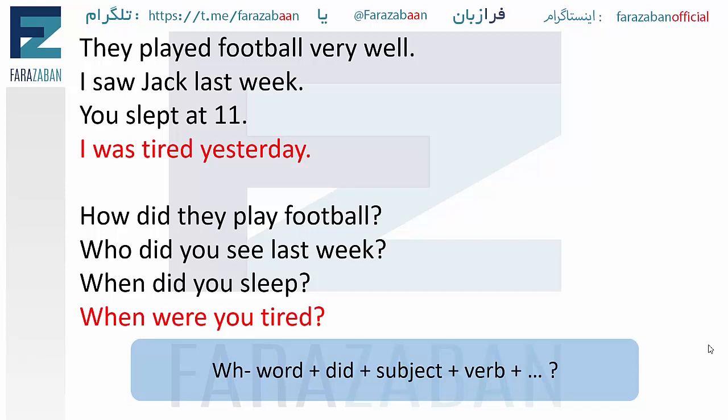Okay? But look at another example. I was tired yesterday. یه مثال دیگه با فعل to be آوردیم. To be verb. I was tired yesterday. To be توی گذشته میشه was were. I was, he was, she was, we were, you were. Now look at the question. When were you tired? پس اگه to be verb داشته باشیم توی جملمون برای WH question, WH word plus was or were plus subject plus the rest of your question.